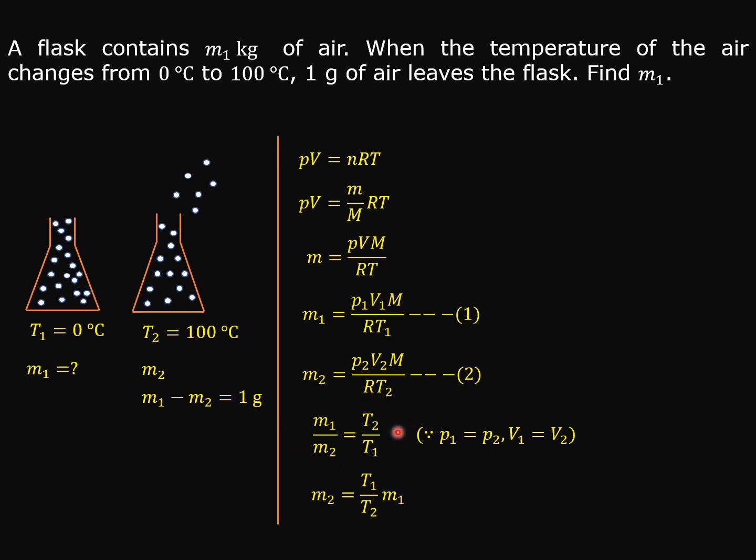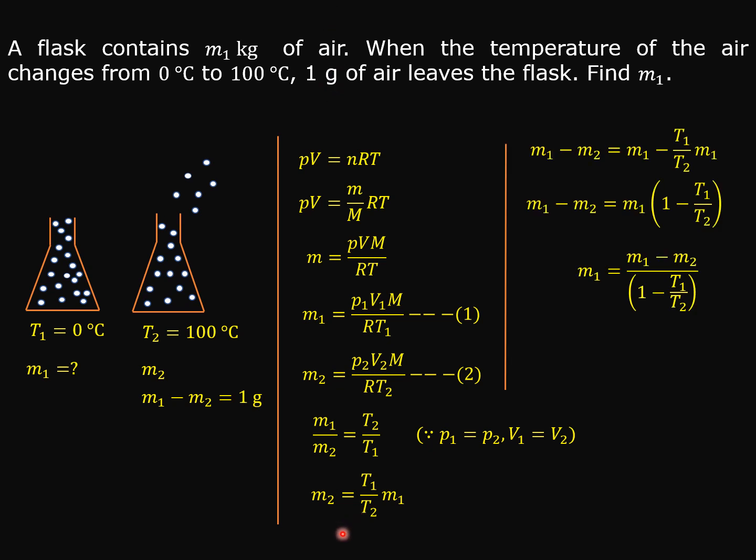Now after we got these expressions, we know the relationship between M1 and M2, and we write M2 equals T1 over T2 times M1. This is the relationship between the initial mass of the air in the flask and the remaining mass of the air in the flask. Bear in mind that we do not know the values of M1 and M2 themselves, but we do know that M1 minus M2 is equal to 1 gram.